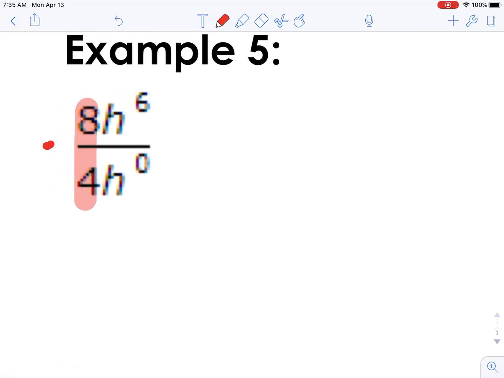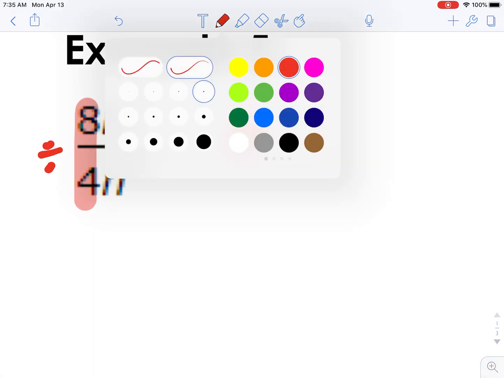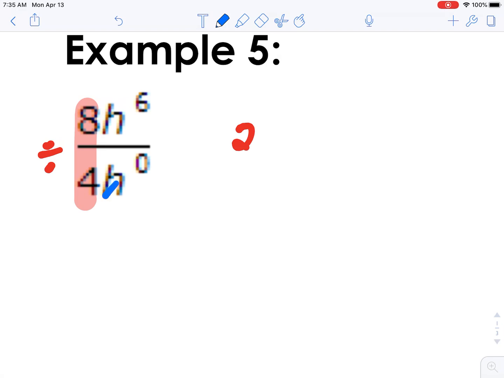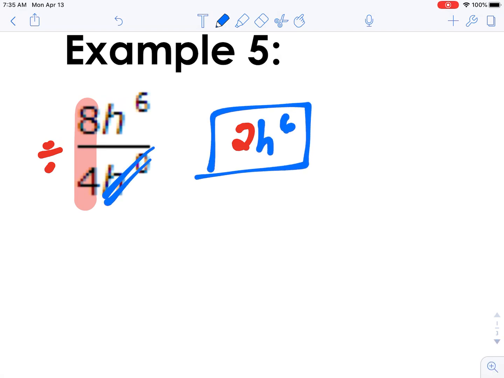Divide your numbers. 8 divided by 4 is 2. And do you remember the trick for 0 power? Just cross it off. So you have h to the 6 on the top.